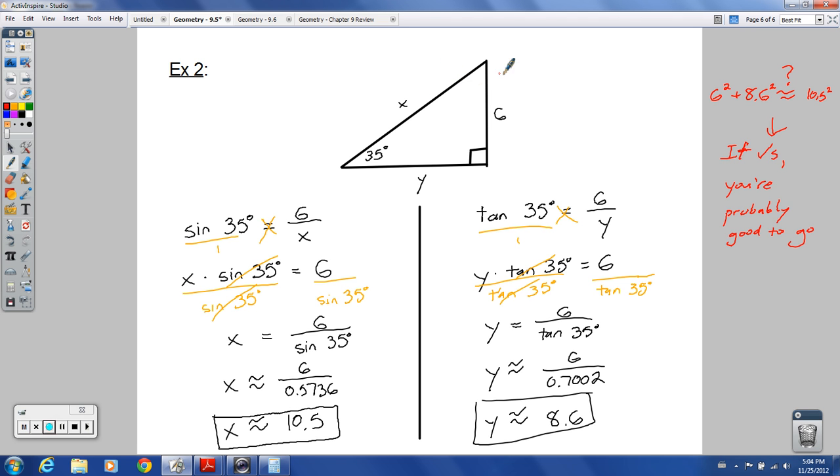And so you can figure out all 6 parts as long as you have 3 of the parts in a right triangle. As long as you have a right angle and 2 of the other parts given to you, you got what you need. So hopefully you found that helpful.